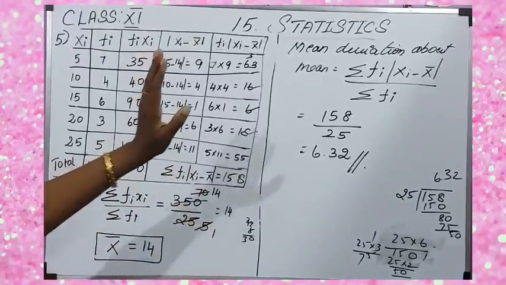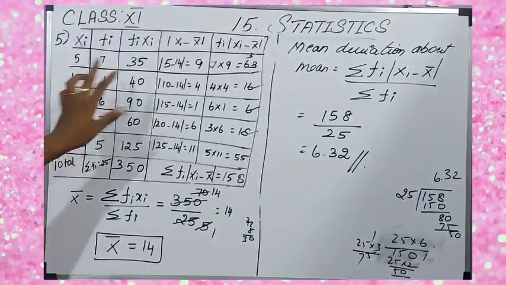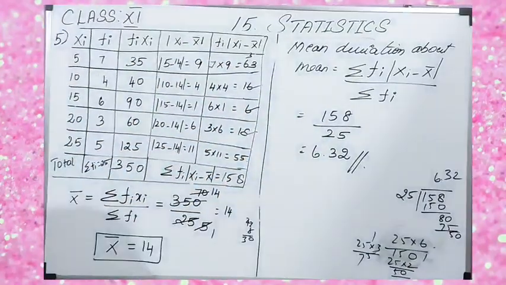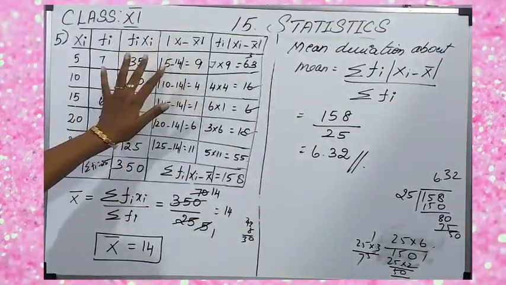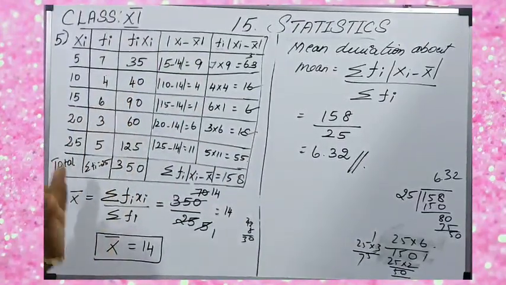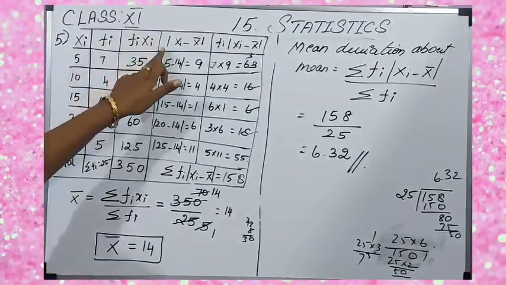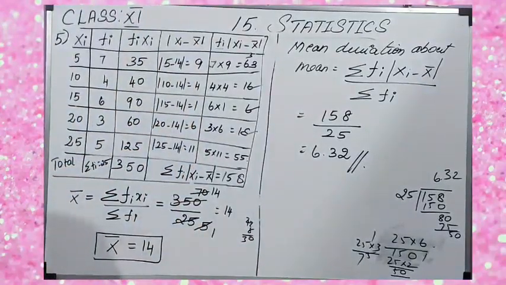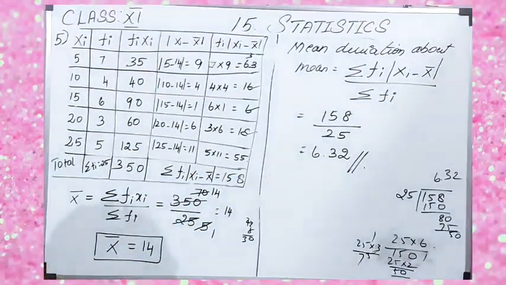Now let me substitute the value for mean deviation about mean. For that the formula is summation fi modulus of xi minus x bar divided by summation fi. So when you take modulus of xi minus x bar, you will be getting the values 9, 4, 1, 6 and 11. After that you have to multiply with the frequency fi into modulus of xi minus x bar. You will be getting the value as 158, and after that you substitute in the formula. You will be getting the mean deviation about mean as 6.32.